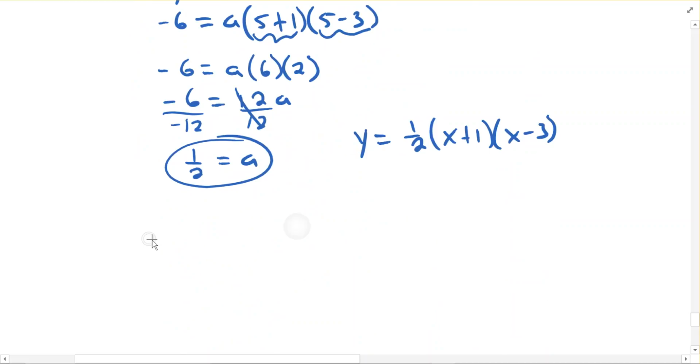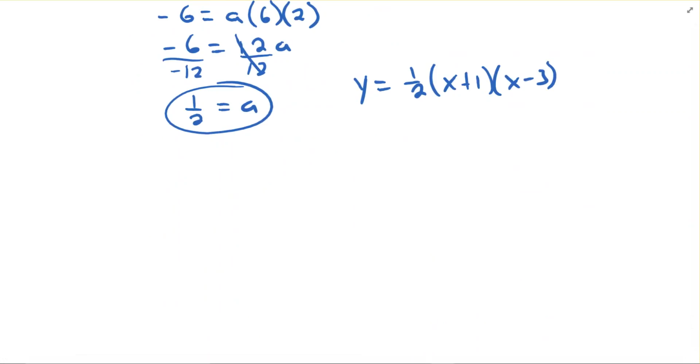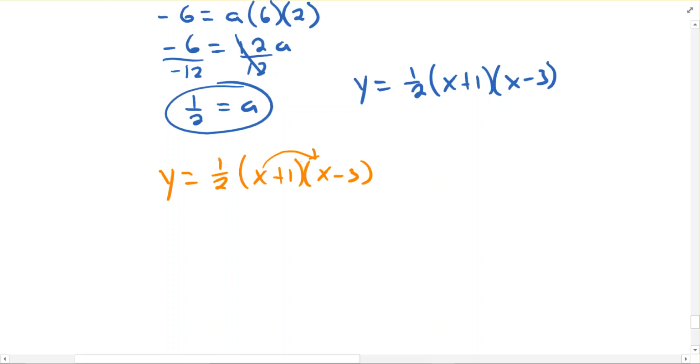So we'll say y is equal to, let's write it again, 1/2 times x plus 1 times x minus 3. Okay, now we could FOIL these things first and then put the 1/2 in there, or we could do the 1/2 first. I'm going to do the 1/2 after, just because I've done it the other way a bunch of other times, just to show you can.